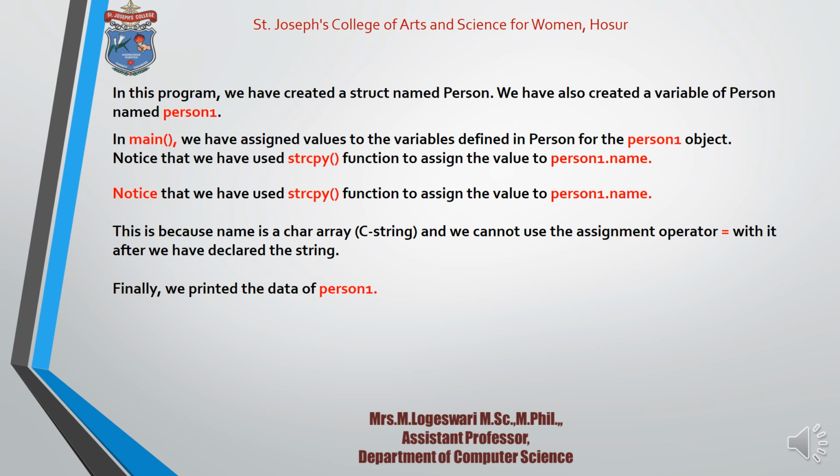So in this program we create the structure named person. We also create a variable of type person named person1. Okay, in the main function, it can assign the values of the variables defined in person1 for the person1 object. Okay, the strcpy function assigns the value to person1 dot name.